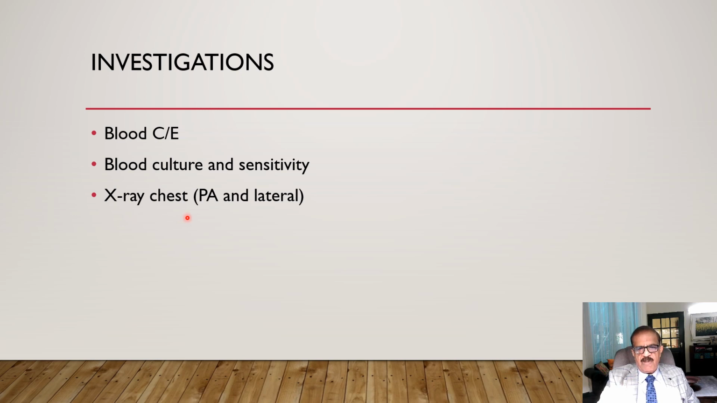X-ray test is extremely important. I think all patients with suspected pneumonia, you need to have an X-ray, usually PA, but you could also have lateral film to better localize the consolidation.